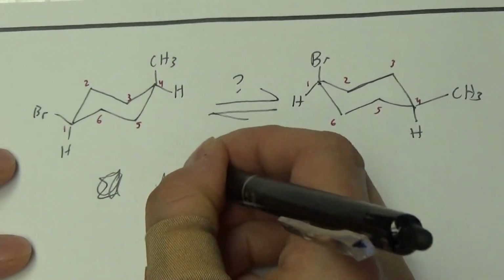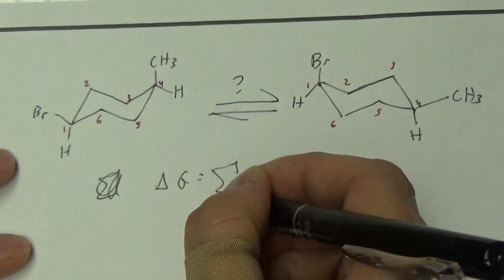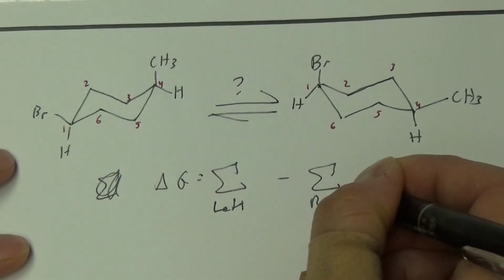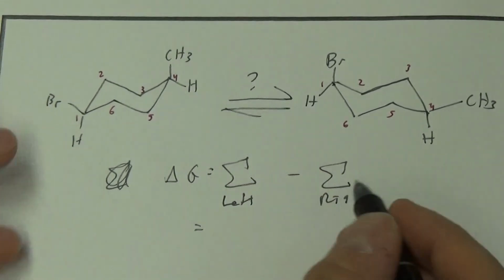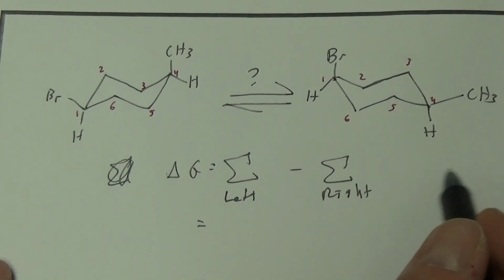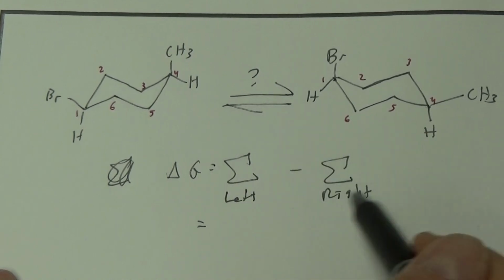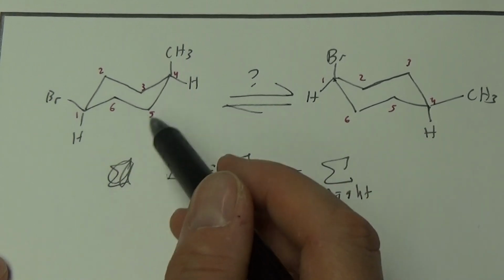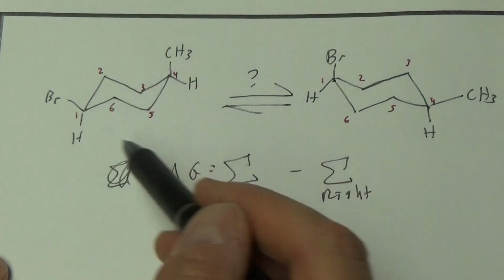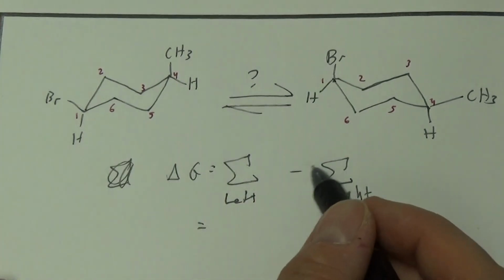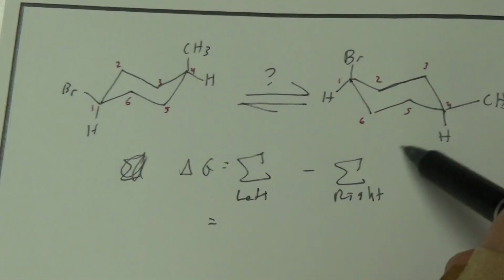Delta G is essentially left minus right. We sum up the things on the left, we sum up the things on the right. They're always the equatorial delta G values. I'm not writing in all the text here, but that's fine. Alright, so what's equatorial on the left? Br. Only Br, right?